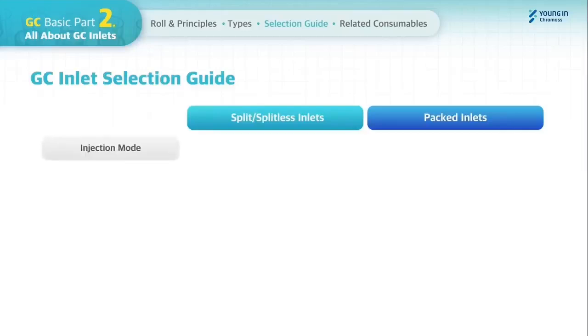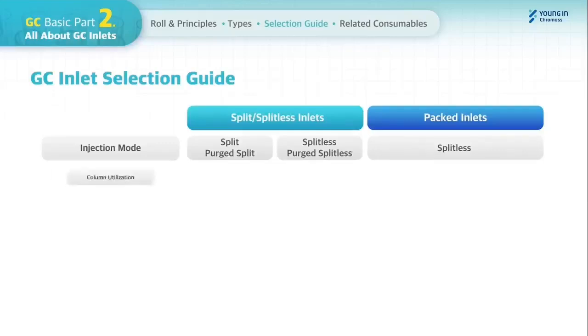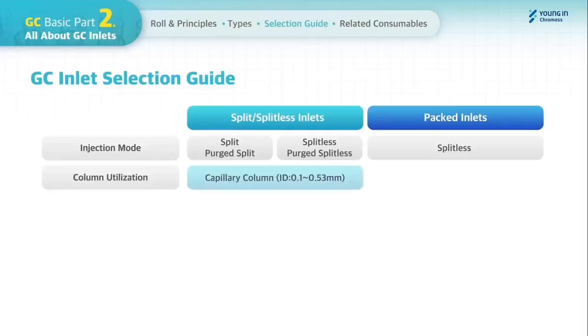There are two injection modes in splitless inlet, while packed inlet has no selection of injection mode. A major consideration of GC inlet selection would be the column type, whether you utilize a capillary column or a packed column, depending on what to analyze.